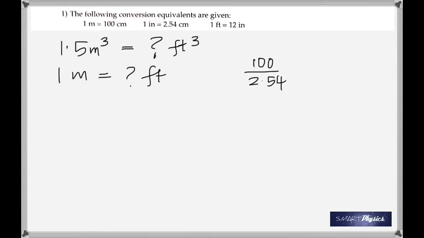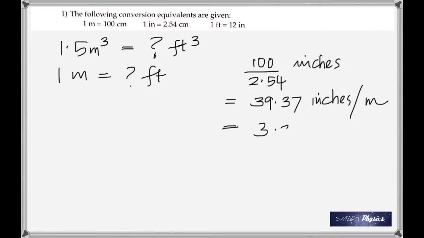1 meter is 100 centimeters. So if you divide 100 by 2.54, you will get the number of inches. Does that make sense? You get the number of inches in 1 meter, because 1 meter is 100 centimeters. And then you have 2.54 centimeters in 1 inch, and you divide that to get the number of inches in 1 meter, and it turns out to be 39.37 inches per meter.